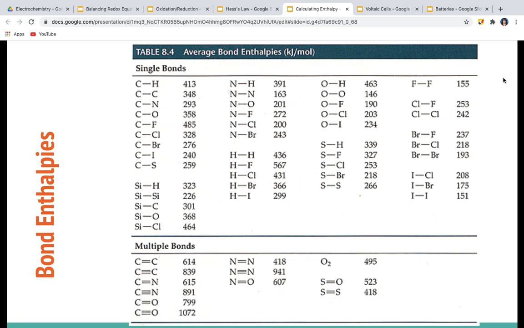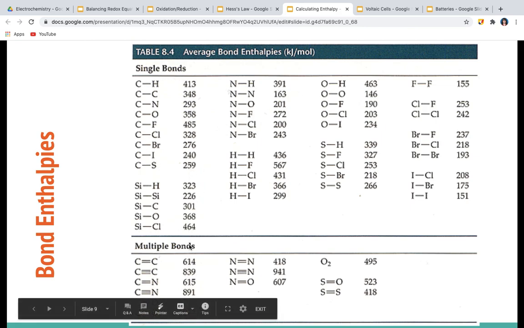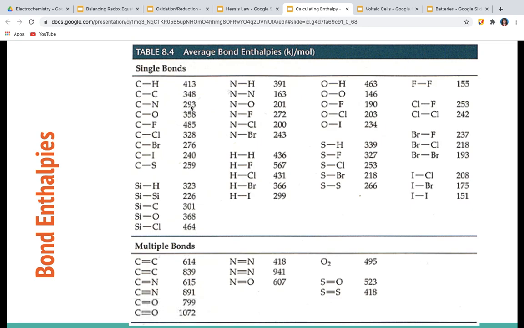Okay, and you can notice each one of these has a different bond enthalpy. So a carbon-carbon double bond has a different bond enthalpy than a carbon-carbon single bond. Okay?